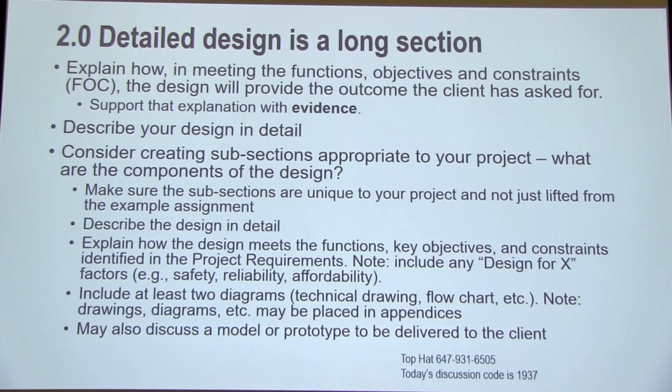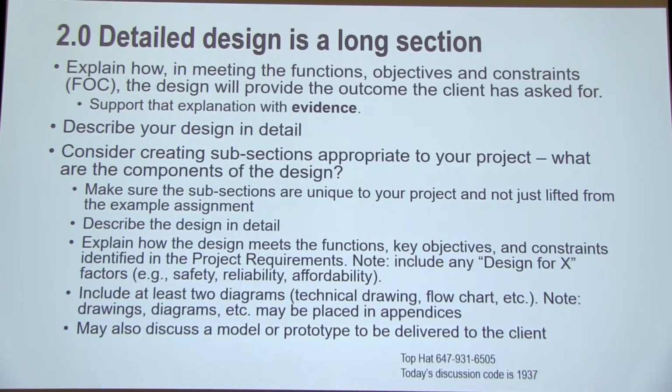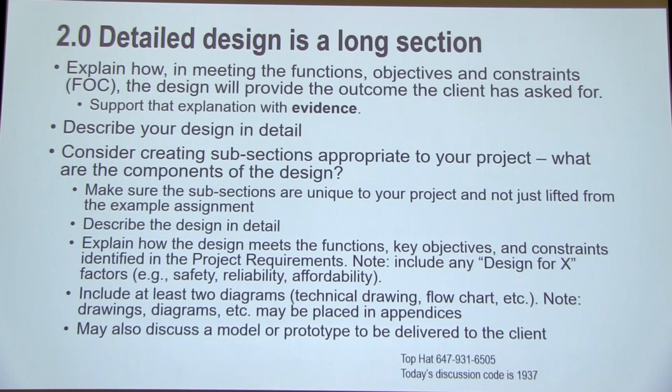If it's multi-component, you're really going to want to break that down into multiple subsections of 2.0. And that's going to change things a lot. Those multiple sections may be 2.0.1 or 2.1 and change all the other numbering. You're going to have to talk to your TA about the best way to number this once you break it into subsections. So I'm giving you an example. It says here, make sure that the subsections are unique to your document, to your project, and not just lifted.